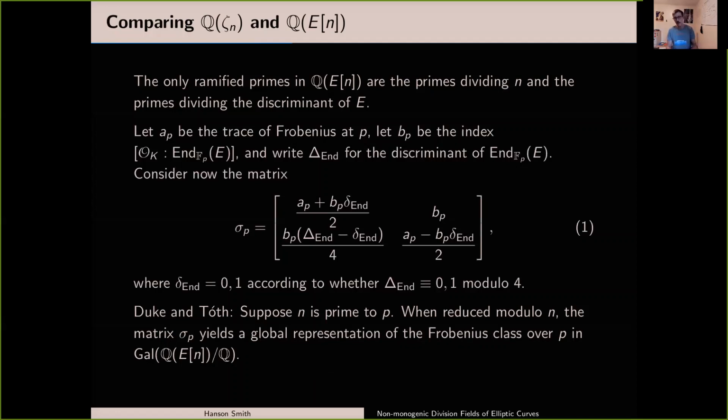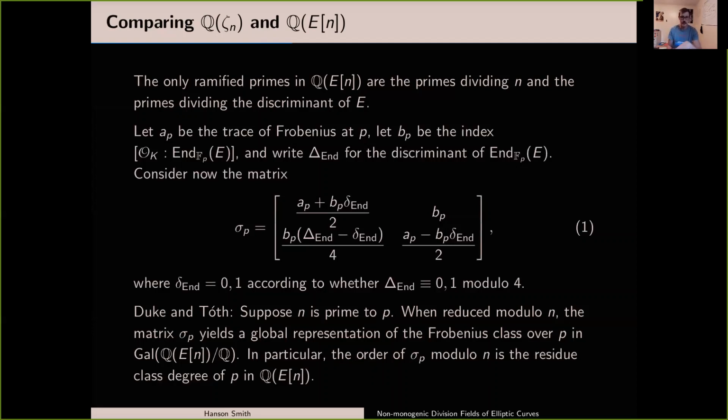So Duke and Tóth are the people responsible for this. And they show that if n is prime to p, then reducing this matrix sigma p modulo n is going to yield a global representation of the Frobenius class over p in the Galois group of my n-torsion field over Q. So punchline, most relevant for this talk is the order of this matrix mod n is the residue class degree of p in my n-torsion field. So this matrix tells me how p splits in my n-torsion field.